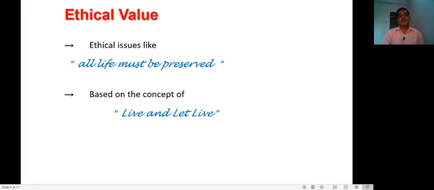Then the ethical values. Beside the social, commercial, or productive use, the ethical value of our biodiversity, whether in plants or animals, is very important. For example, ethical issues like all life must be preserved, from microorganisms to different plants and animals. Ahimsa paramo dharma, as in the Jain religion, we observe this line: all life must be preserved. Based on the concept of live and let live, all life should have the right to live, and we should let that animal or plant live.